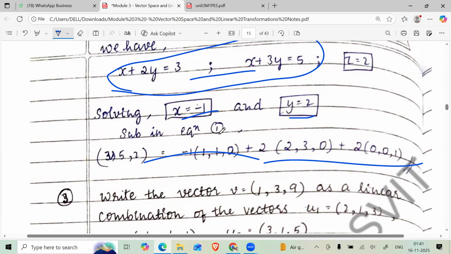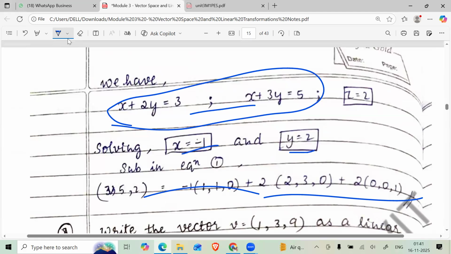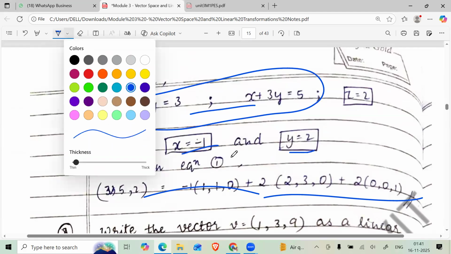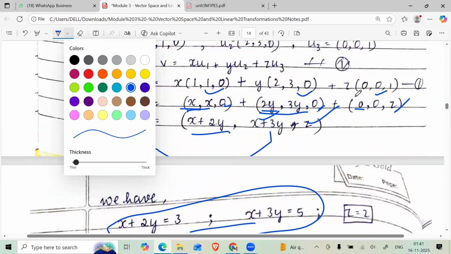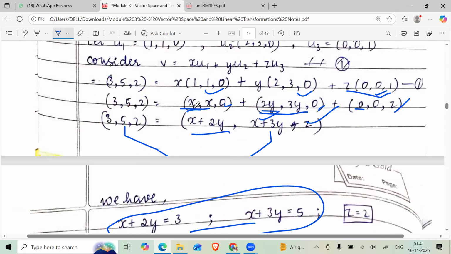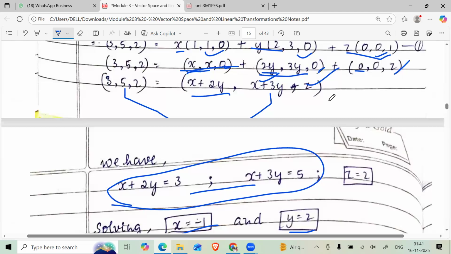They can ask this for 6 or 7 marks. Simple question. Equation 1 is this one. Wherever x, y, z is there, you can put it, either in equation 1 or the next one.